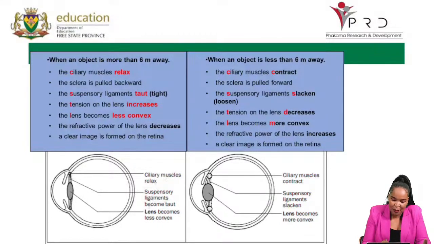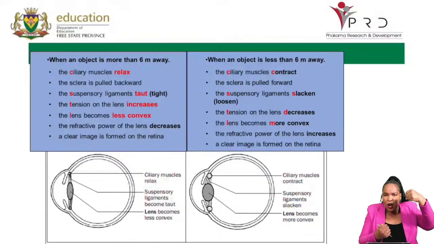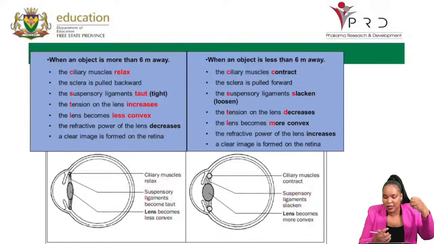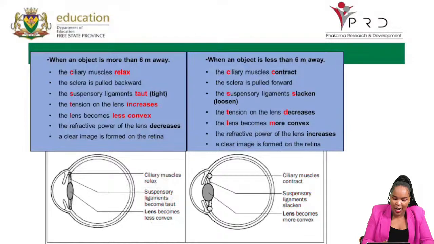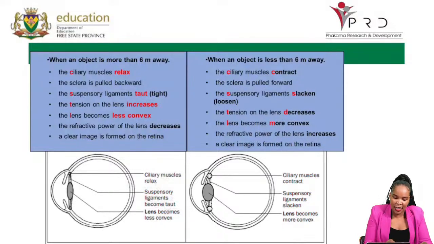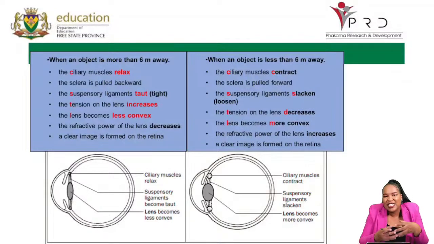The suspensory ligaments are going to become taut, or tight. When they are tight, you can just think what is going to happen to the lens, because the lens is attached to the ciliary muscles. The lens is going to become less convex. Therefore, the refractive power of the lens is going to decrease, and a clear image is going to be formed on the retina.